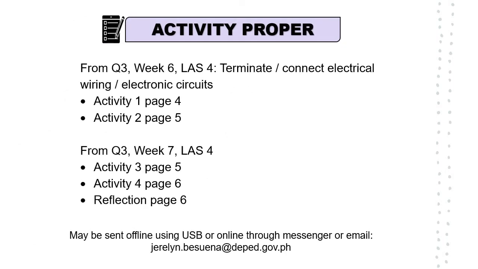And for your activities, week 6, lesson 4, terminate or connect electrical wiring or electronic circuits. Only answer activities 1 and 2 on pages 4 to 5. And in week 7, answer activities 3 and 4 on pages 5 to 6, as well as the reflection. Once you're done, send it offline using USB or online through Messenger or email.